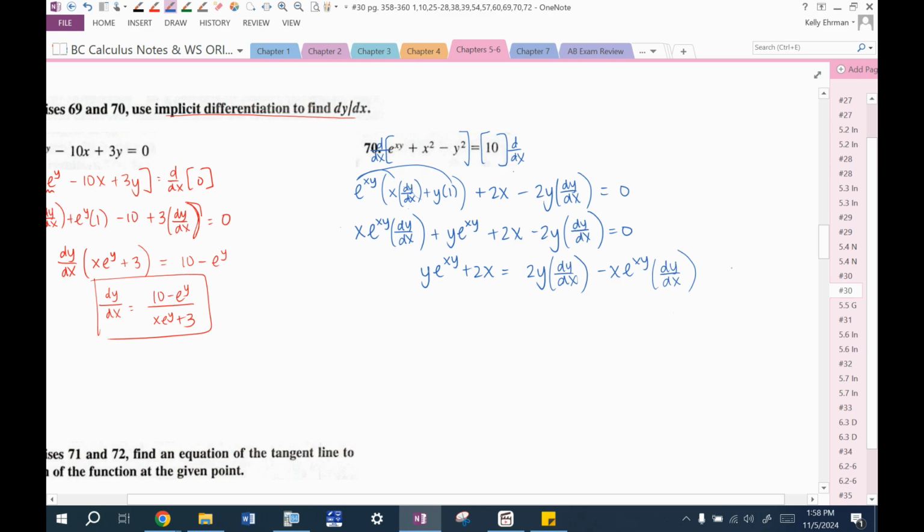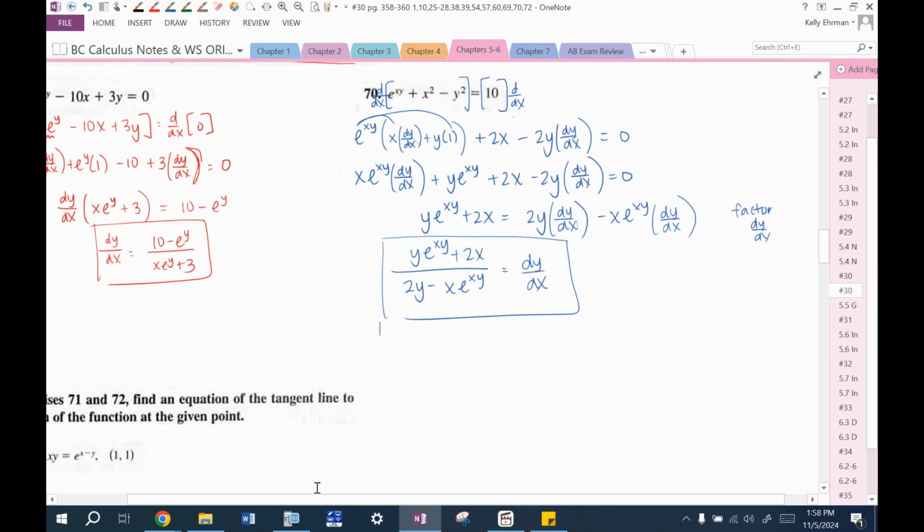And then, like we've done a lot of times, I don't really want to show the separate step here. Factor out dy dx. Okay, so you would have y e to the xy plus 2x divided by what we would have in parentheses, 2y minus x e to the xy, and that equals dy dx. If you kept dy dx on the left side, just distribute a negative through the top and the bottom of mine, and we would have equivalent answers.